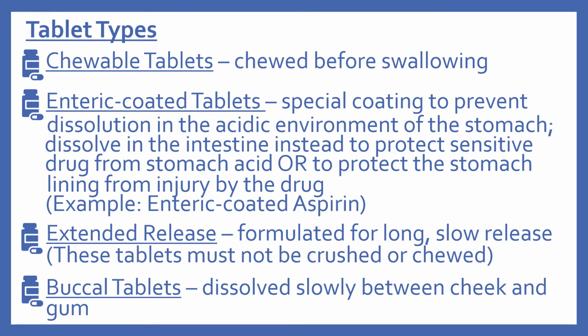So first we'll look at chewable tablets. Those are just tablets that are chewed before swallowing. Enteric-coated tablets. These tablets have a special coating to prevent dissolution in the acidic environment of the stomach. They dissolve in the intestine instead to protect either a sensitive drug from the stomach acid or to protect the stomach lining from injury by the drug. And one example of this would be enteric-coated aspirin.